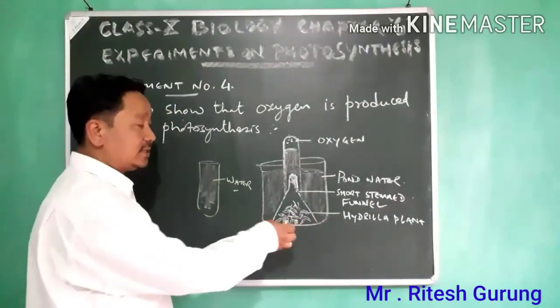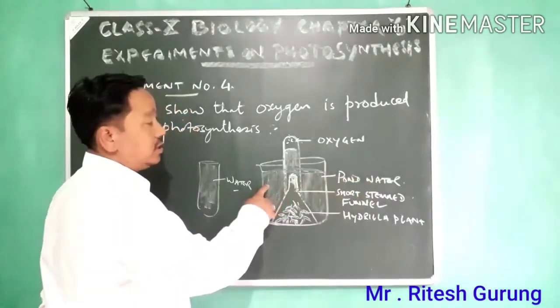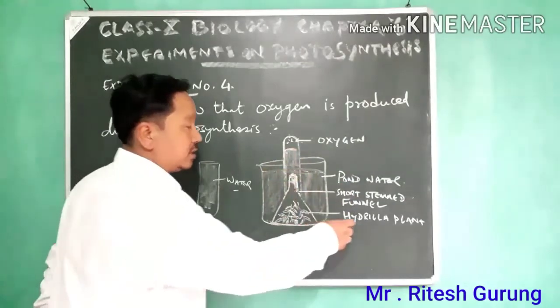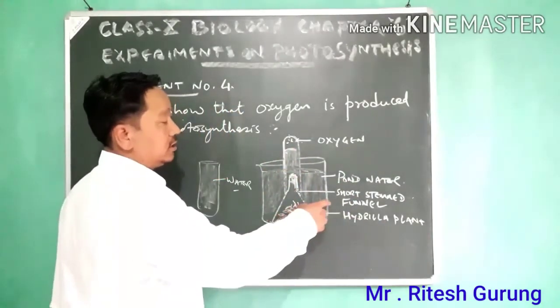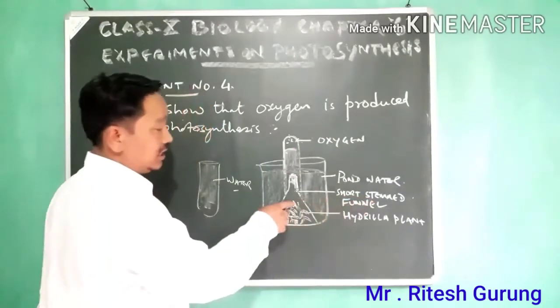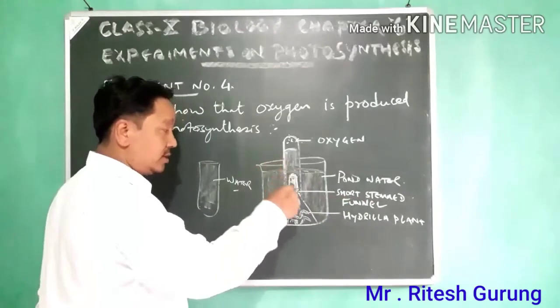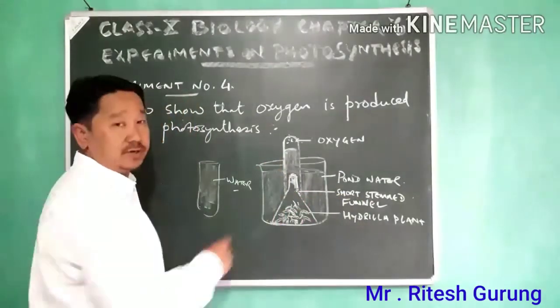Take some hydrilla plants in the beaker containing pond water. This is the beaker which contains pond water. There you take some hydrilla plants and cover them with a short-stemmed funnel. As you see here, the short-stemmed funnel. So you cover these hydrilla plants with this short-stemmed funnel in this manner.